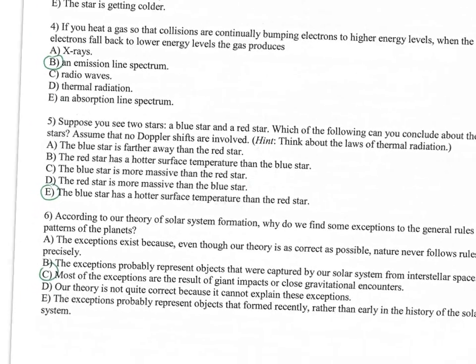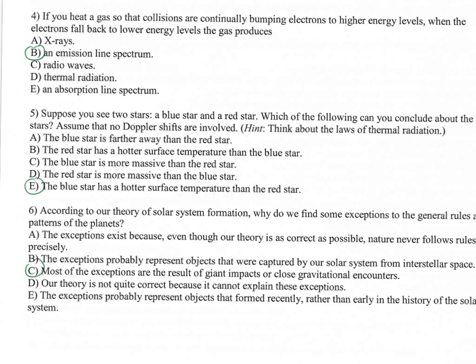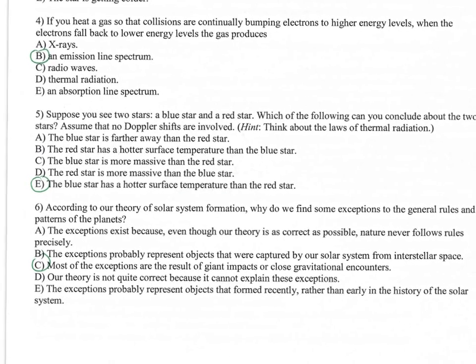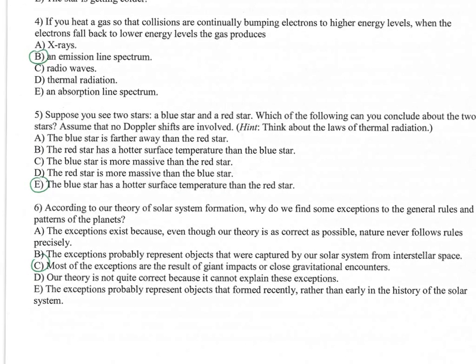Question 5. Suppose you see two stars, a red and a blue one. What can you conclude, assuming that there's no Doppler shift involved? And that's E, that the blue star has a hotter surface temperature than the red star. And actually, this ended up as a short answer question at the end, too.